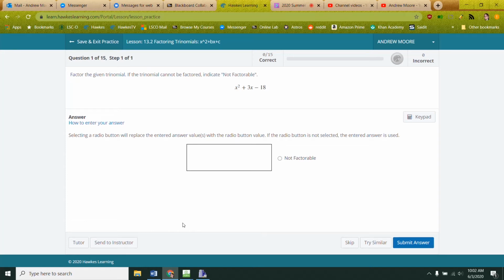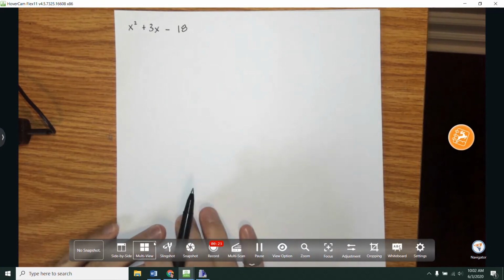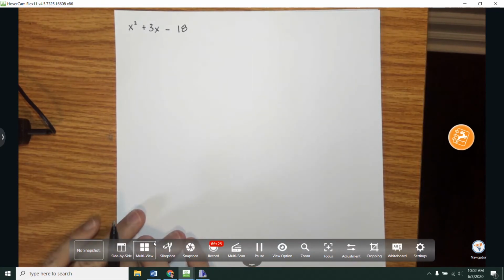Factor the given trinomial. If the trinomial cannot be factored, indicate not factorable. That will be the case on some of these. All right, we have x squared plus 3x minus 18.